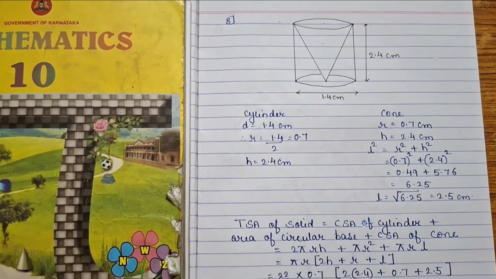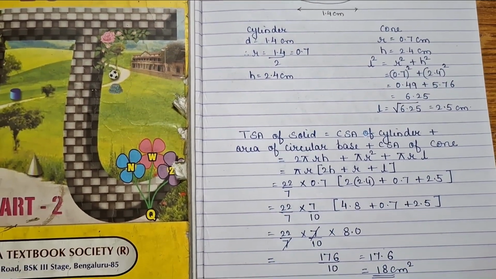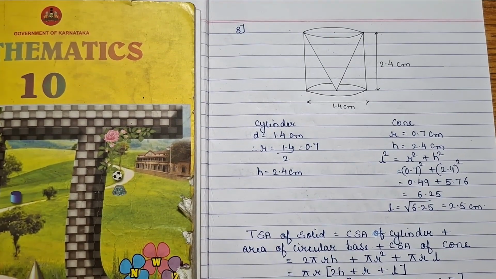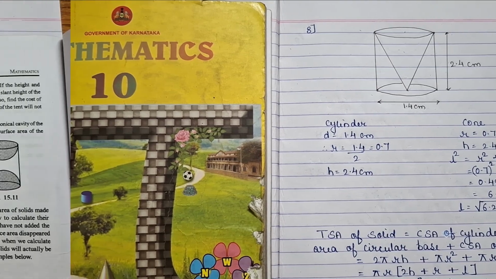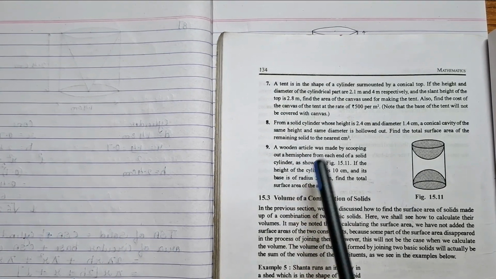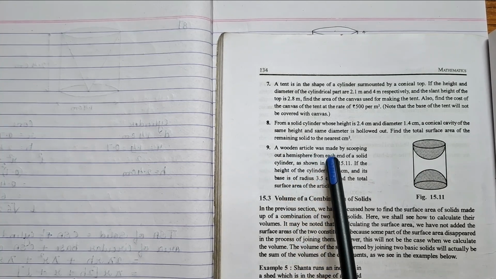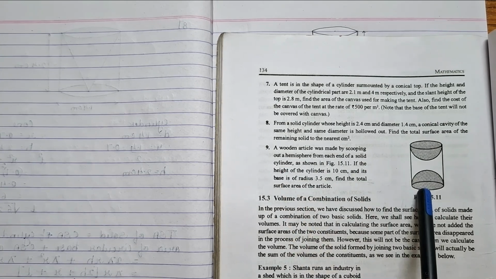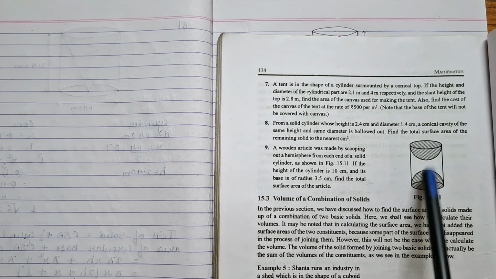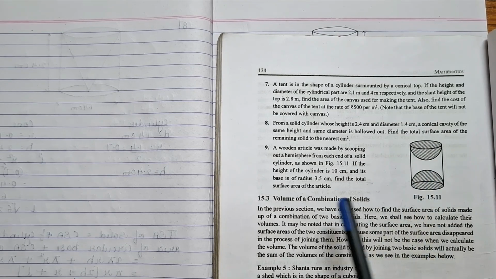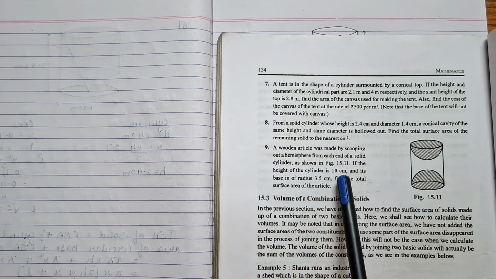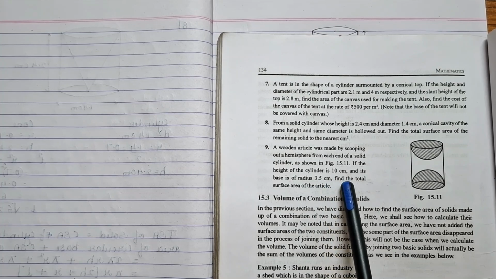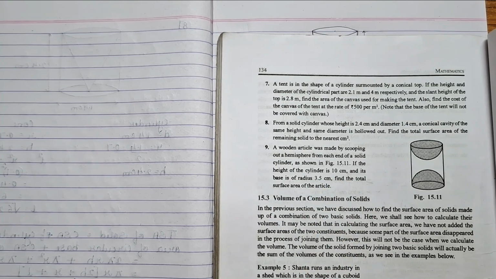So this was all about the sum number 8, our problem number 8. Let's now move to the problem number 9, that is the last problem of this exercise. Now this is problem number 9. A wooden article was made by scooping out the hemisphere from each end of this solid cylinder, as shown in this figure. Means from one solid cylinder, two hemispheres are scooped out. If the height of the cylinder is 10 centimeters and its base is of radius 3.5 centimeter, find the total surface area of this article.